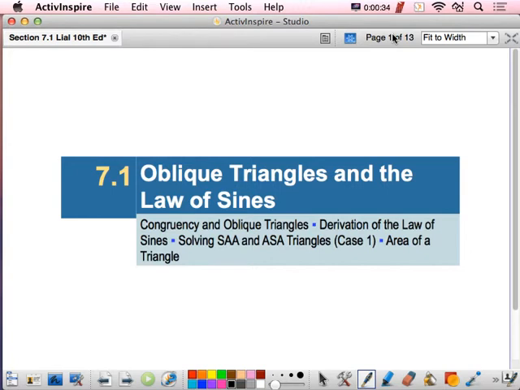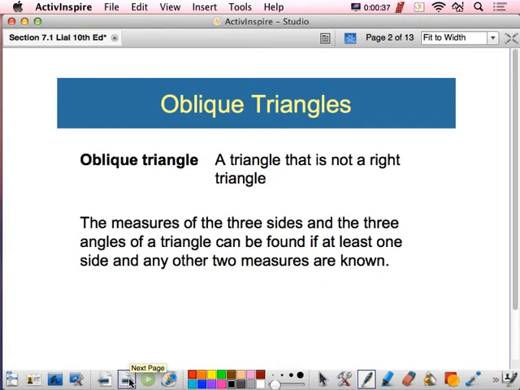Any triangle that does not have a right angle is called an oblique triangle. So a triangle that is not a right triangle is called an oblique triangle. And the nice thing about this chapter is that it works for any triangle, oblique or right. So I don't really understand why we don't do more of this in geometry. We spend so much time on SOHCAHTOA, but if this also works for right triangles, then I think we should spend a little more time on this. So this is probably one of my favorite sections.